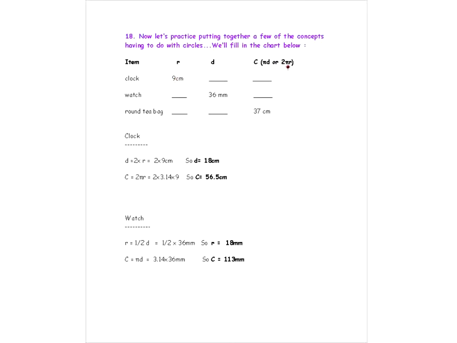So use the one that has radius in it. It's going to be 2 pi r. So multiply 2 times pi times this 9. That will give you the circumference.